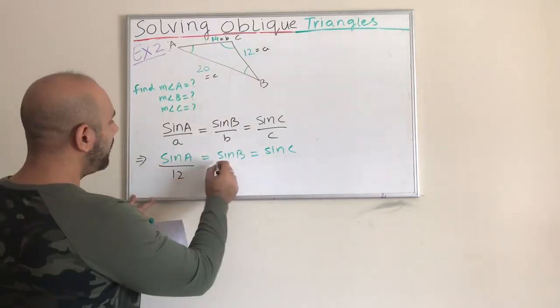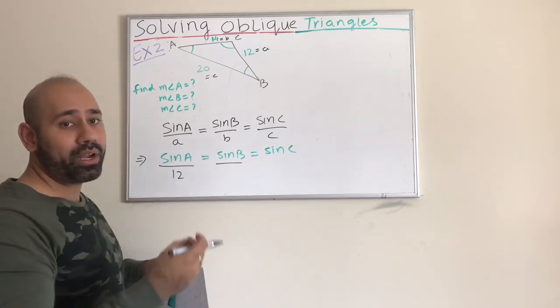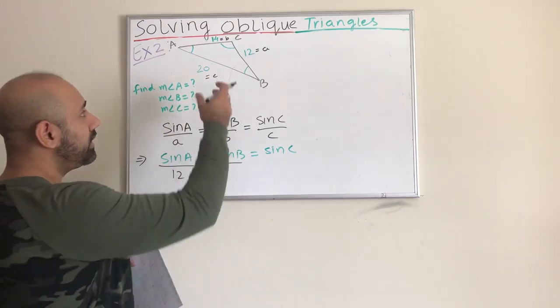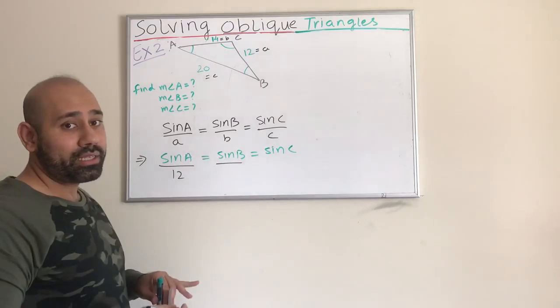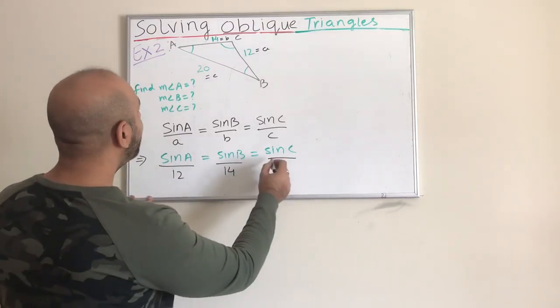So a is 12. Guys, it always helps if we label these sides. It becomes easier for us when we are actually doing the math, and then we can go back and quickly substitute the values. Then b is 14 and the value for c is 20.